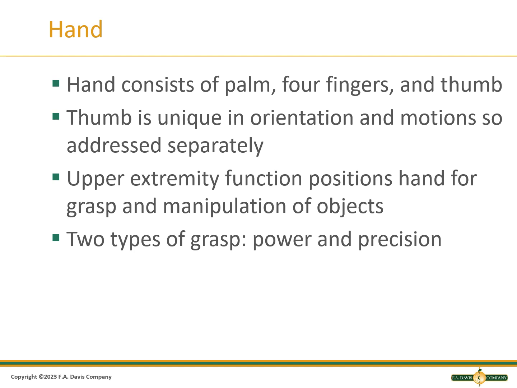The upper extremity functions to position the hand for grasp and manipulation of objects. So the reason we have a wrist and elbow and shoulder is so that whatever we put in our hands can go to the place that it needs to go. We have two types of grasp. We have power grasp and precision grasp, and we'll talk about each of those.